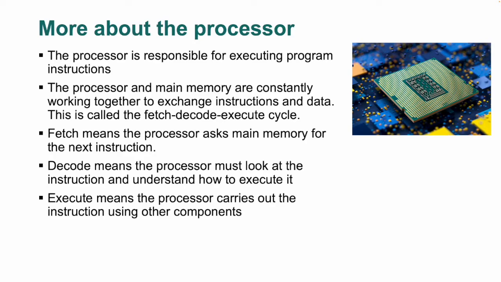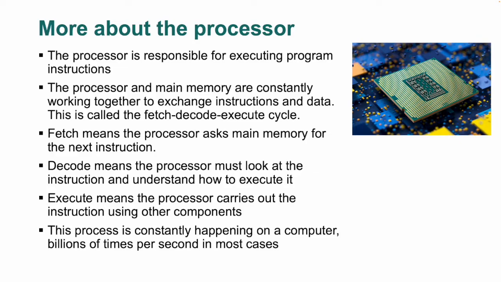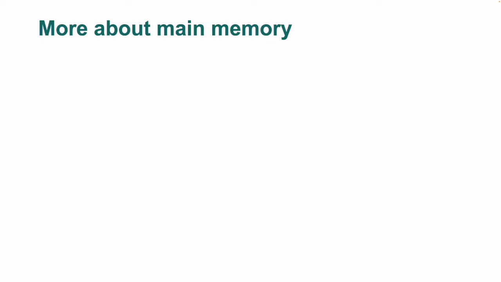The next step is execute, which, as we talked about previously, means that the processor is going to carry out the instruction by using all of its various other components. This process is constantly happening on a computer. This fetch, decode, execute, billions of times per second in most cases. So it's really, really fast, and it is basically the whole life cycle of a machine. It's constantly happening. So that's the processor overview.